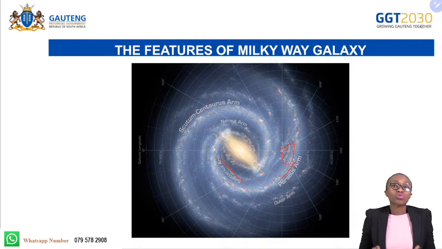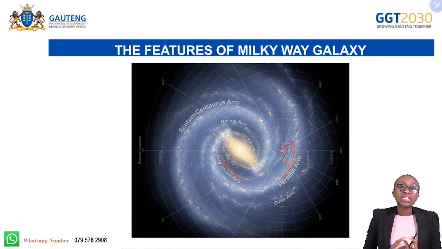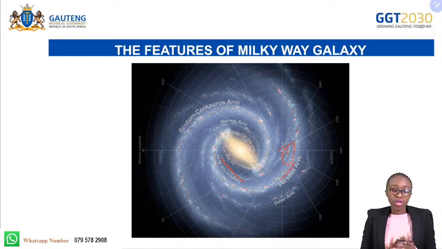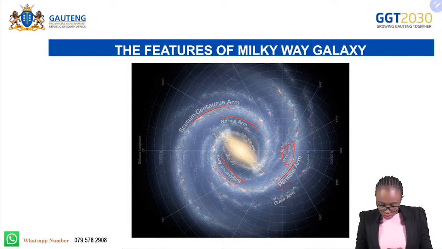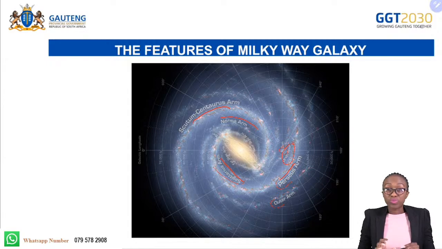These two major arms are the Sagittarius arm and the Perseus arm. And then astronomers believe that our Milky Way galaxy is made up of 5 major arms. It doesn't mean that there are no smaller arms, but the 5 major arms are the Scutum Centaurus, over here, and then there's the Norma arm, the Sagittarius arm, the Perseus arm, and this outer arm over here. So these are the five major arms that make up our Milky Way galaxy.